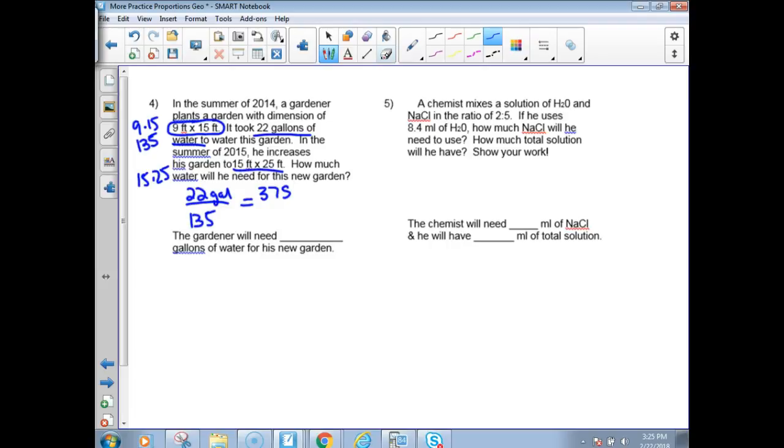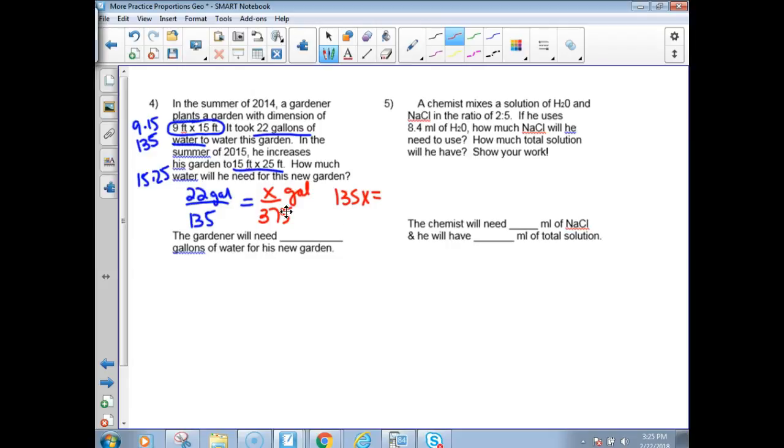So I hope this is starting to make more and more sense as we do more and more proportions, that where it goes matters. I can't put that up here because that would be how many square feet. I need it to be matching with the square feet over here, because I want to know how much water it's going to take for me to water that garden. All right, I want to know how many gallons of water. Cross multiply and divide, and you shall get the answer.